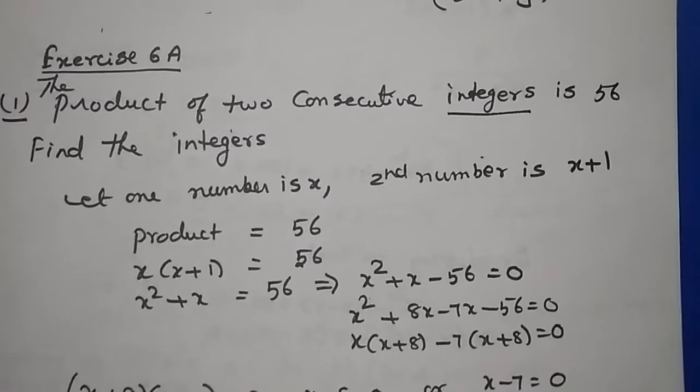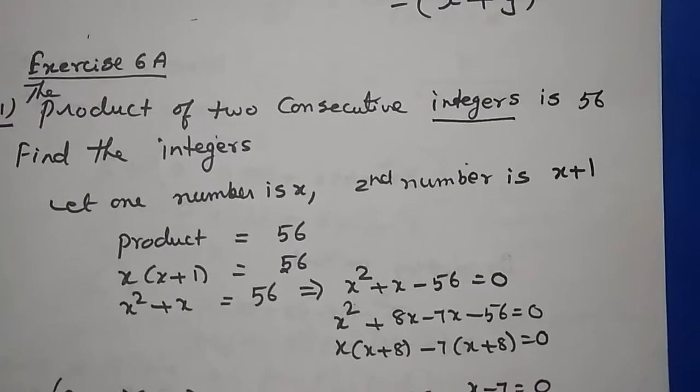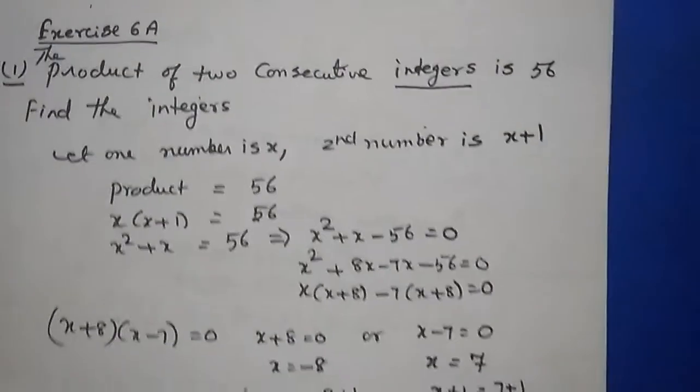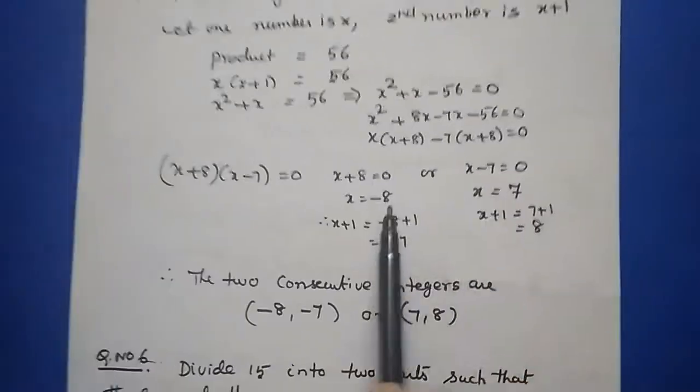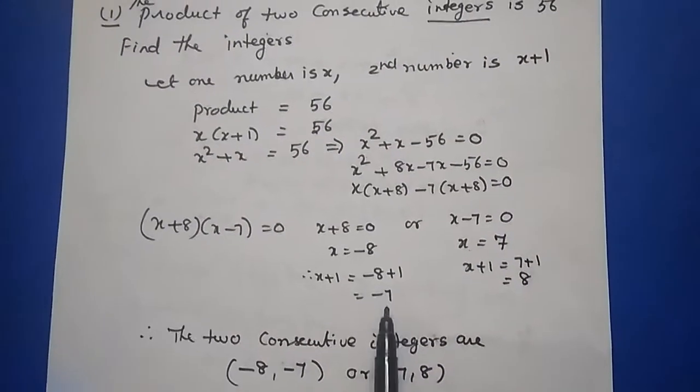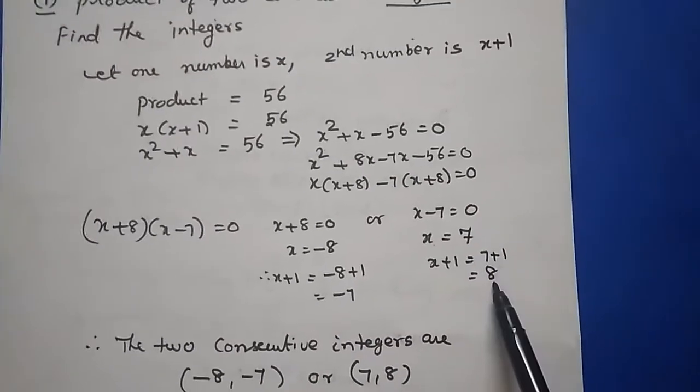You know the splitting method. So x squared plus 8x minus 7x minus 56. You are getting x plus 8 into x minus 7 is equal to 0. x is equal to minus 8 or x is equal to 7. Next number: minus 8 plus 1 is minus 7. Here 7 plus 1 is 8.